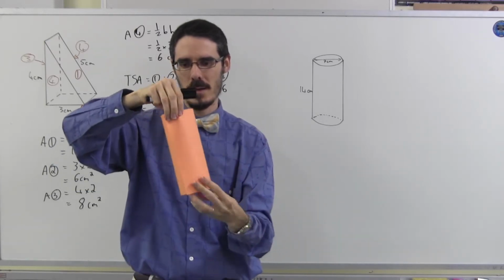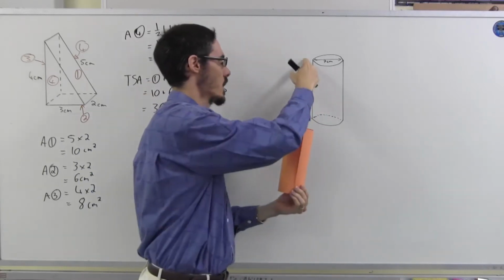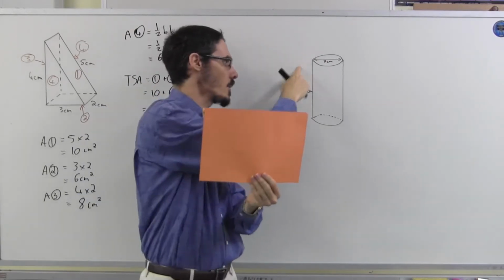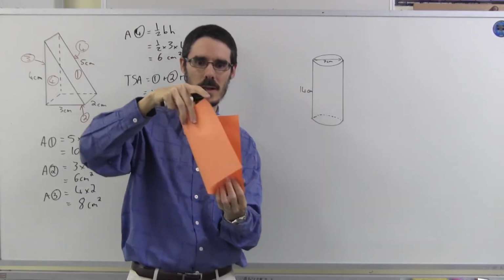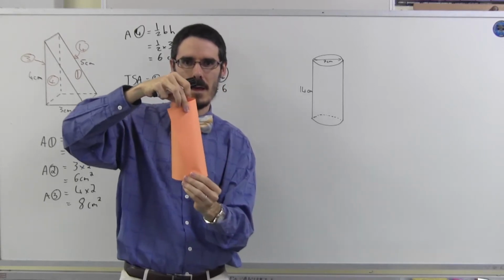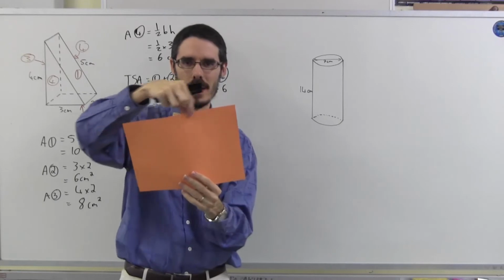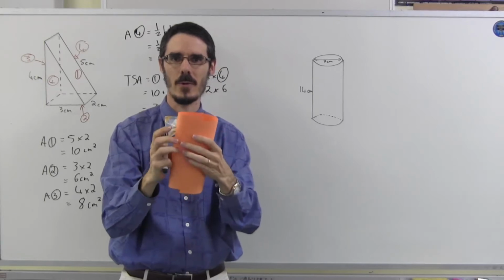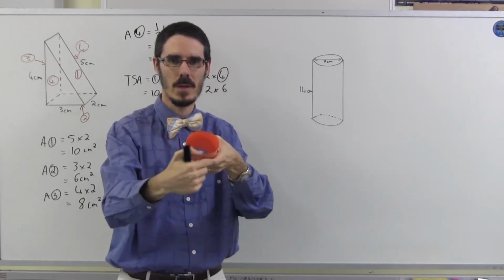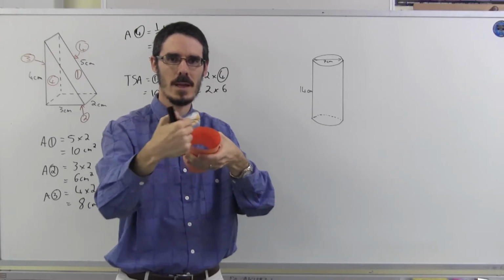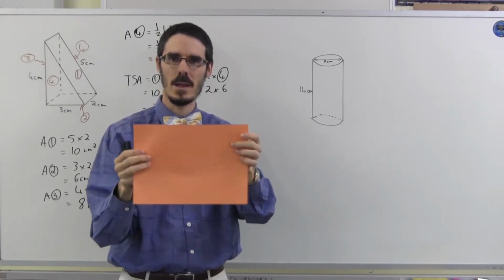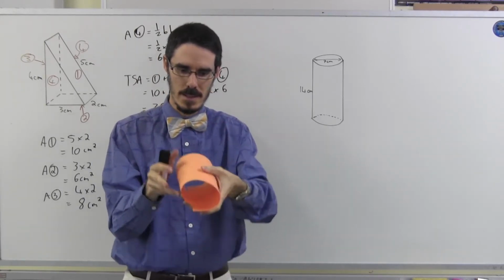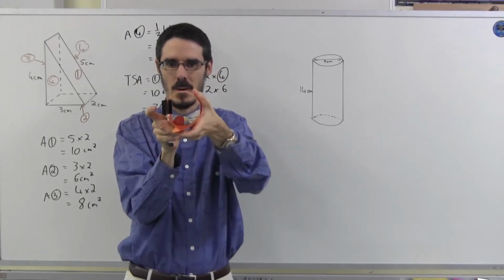What's the height of the cylinder compared to the height of that rectangle? It's the same, isn't it? That was the height of the cylinder. And the length of that rectangle, look carefully, where does the length of that rectangle come from in the cylinder? It's the distance around that circle, isn't it? The length of that rectangle is the same as the distance around the circle at the top.